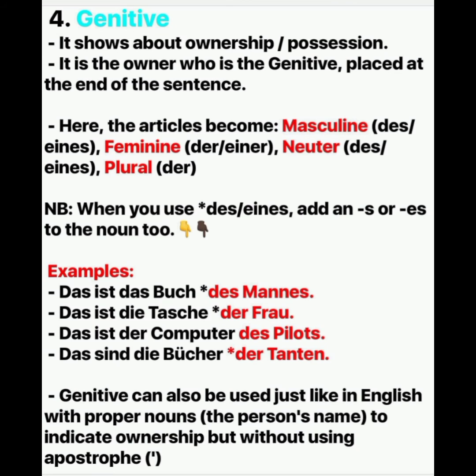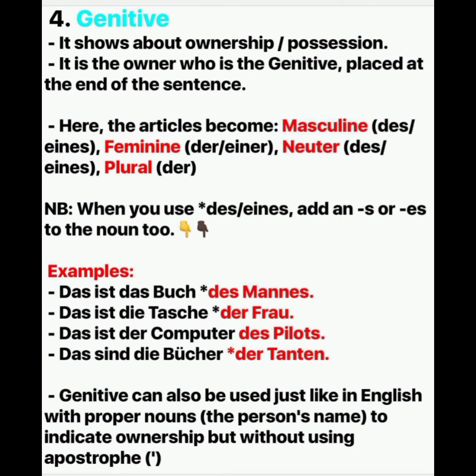As I've mentioned, genitive is all about ownership and possession. It is the owner. So genitive simply means of the, of a, of my, etc. Look at the examples. Das ist das Buch des Mannes. So, das ist das Buch means this is the book, and des Mannes means of the man. This is the book of the man. As I've mentioned, genitive simply means of the.